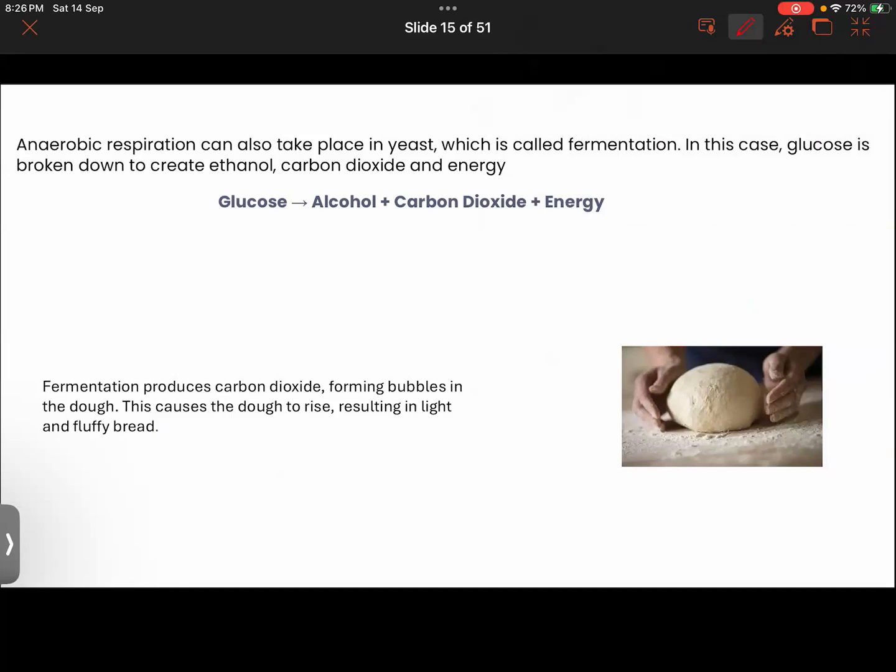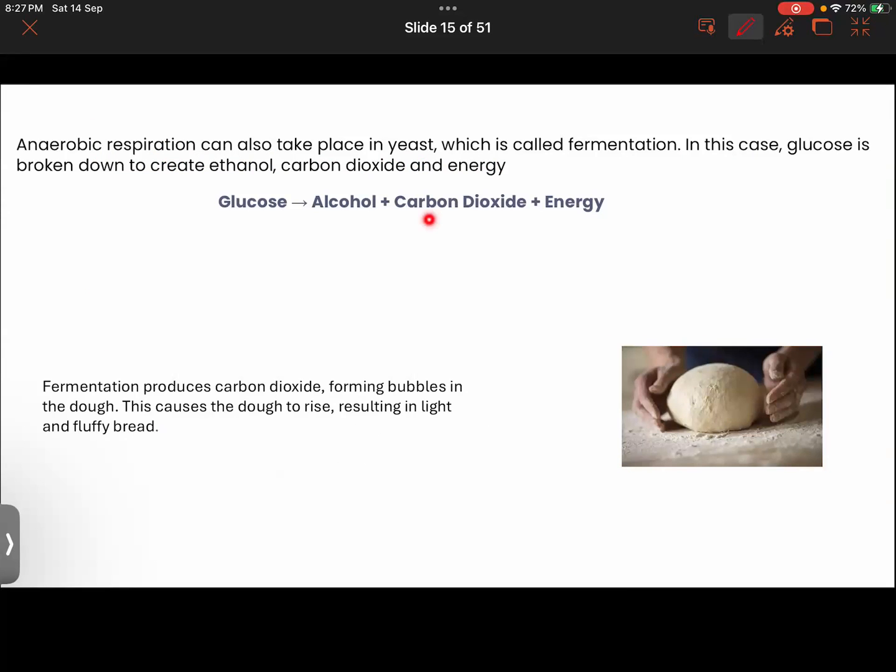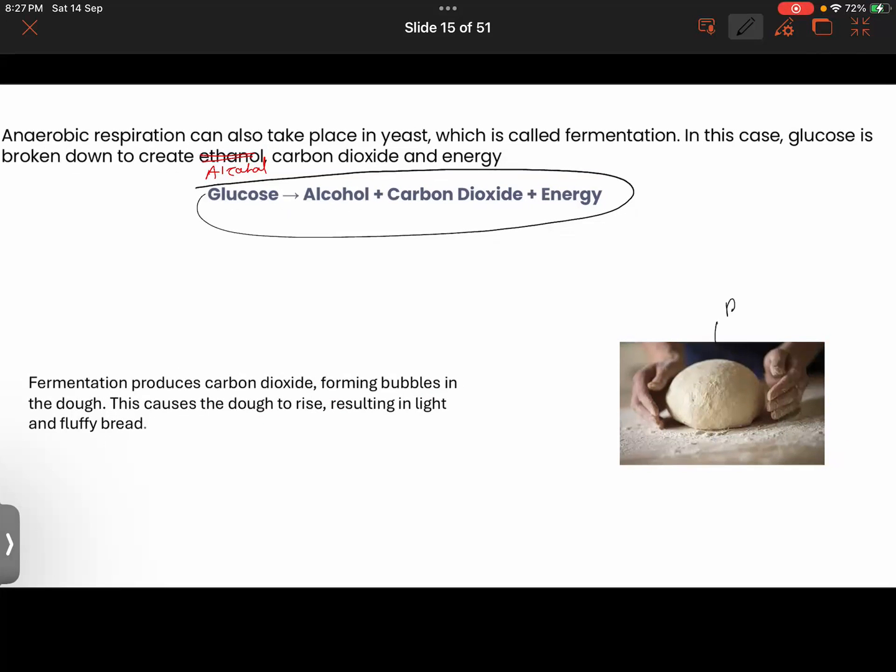Furthermore, as we were learning about the example of yeast, when anaerobic respiration is done by yeast, it is called fermentation. In the case of fermentation, what happens? Glucose is broken down into ethanol, basically a type of alcohol, carbon dioxide, and energy. And in fact, this has one application also. When we add some yeast powder to a dough, the dough starts to rise. If you leave the dough for some time, it starts to rise.